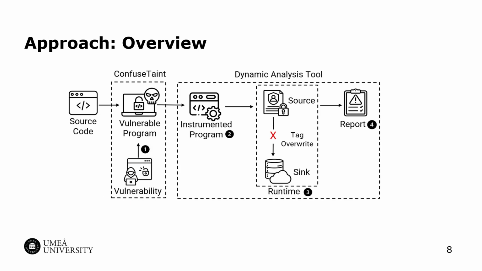Here is a high-level overview of our approach. We start with a program that contains a known type confusion vulnerability. Next, we run this program under a dynamic taint analysis tool, such as Phosphor or Tendroid. These tools insert taint tracking logic during instrumentation. At runtime, we exploit the vulnerability to perform a layout reinterpretation and use it to overwrite the taint tag of a sensitive variable. As a result, the tag is already gone before the data reaches the sink, so the tool never raises an alert even though a leak occurs.